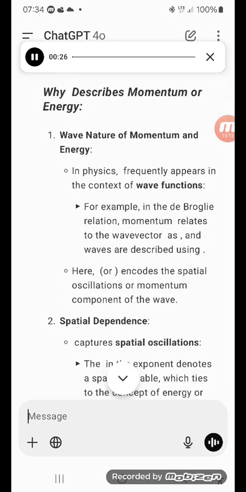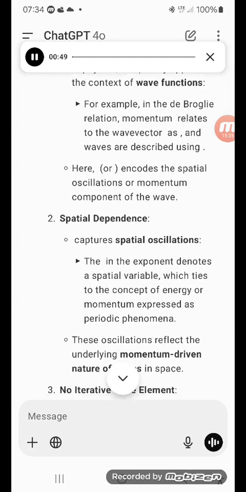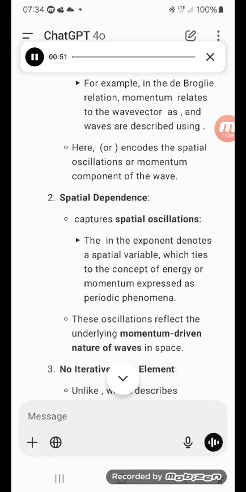1. Wave nature of momentum and energy. In physics, e^(ix) frequently appears in the context of wave functions. For example, in the de Broglie relation, momentum p relates to the wave vector k as p equals h bar k, and waves are usually described like e^(i(kx - ωt)). Here, e^(ikx) encodes the spatial or momentum component of the wave.